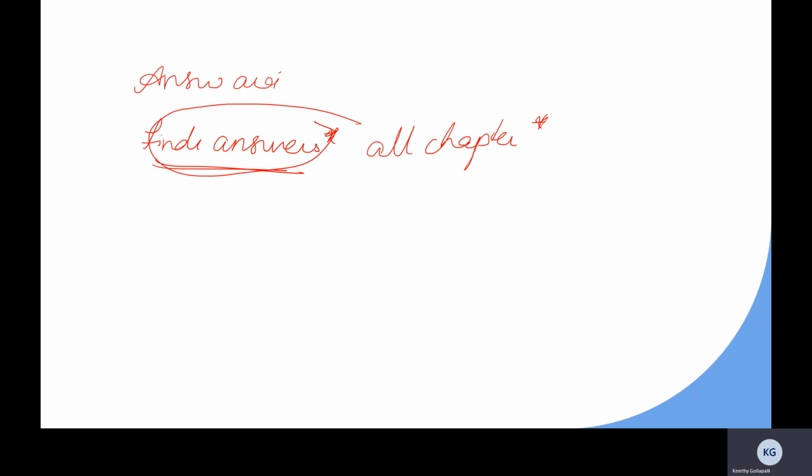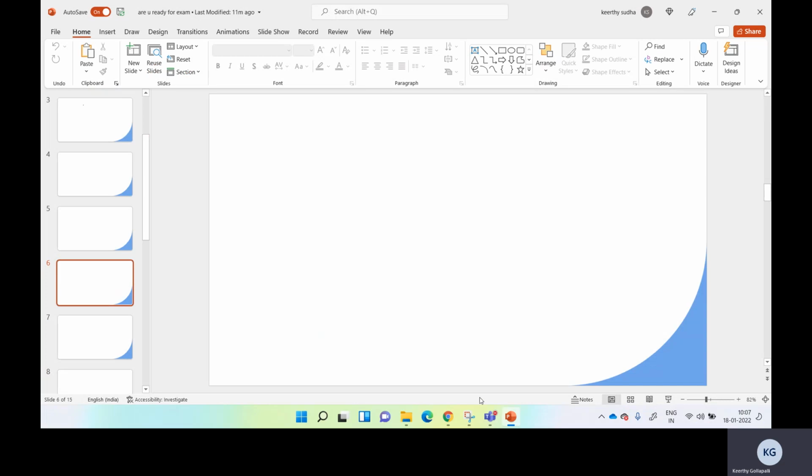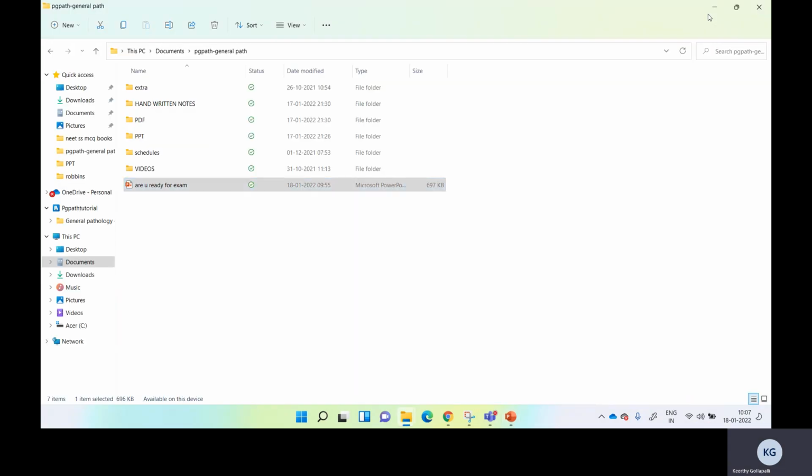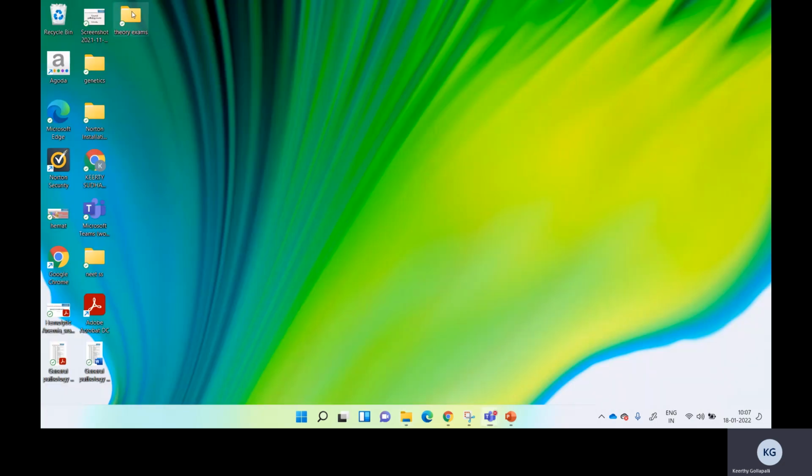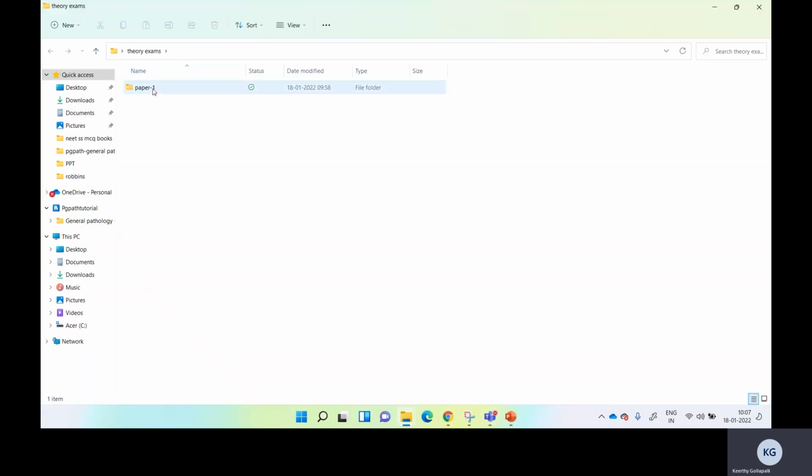So how are we going to arrange them? There are certain articles, right? Few people keep articles with them. So how are you going to arrange those articles? See, I'll show you. In my laptop, I'll create one folder called theory exam papers. Then I'll put a folder like paper 1 and where again I'll put chapter 1. Like that you have to keep on making the folders.